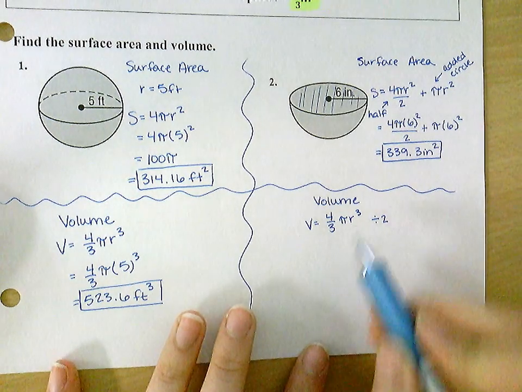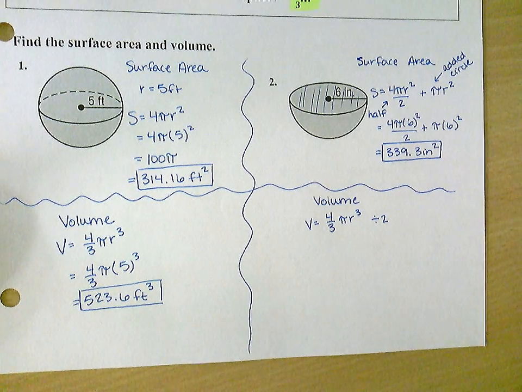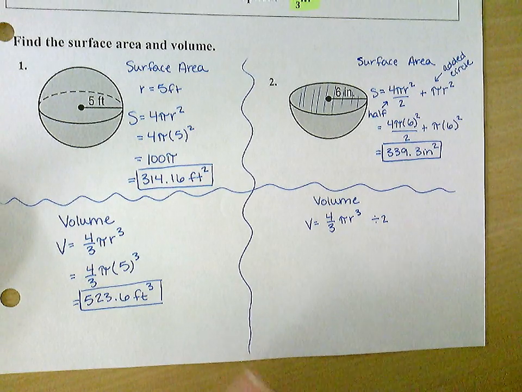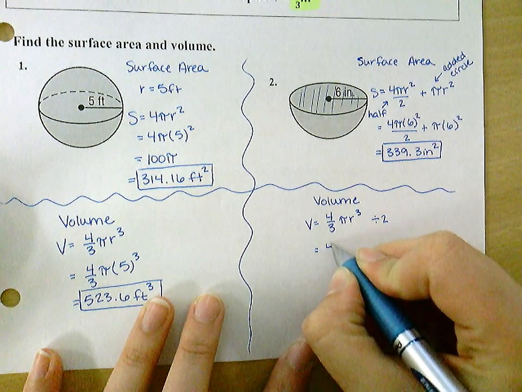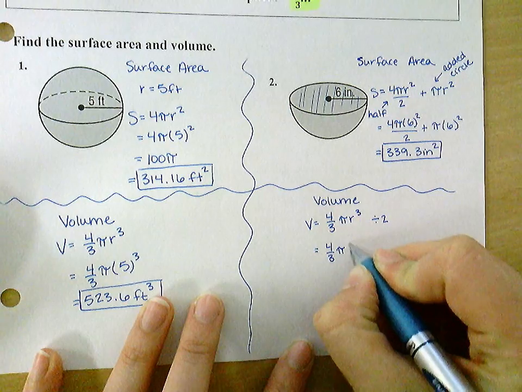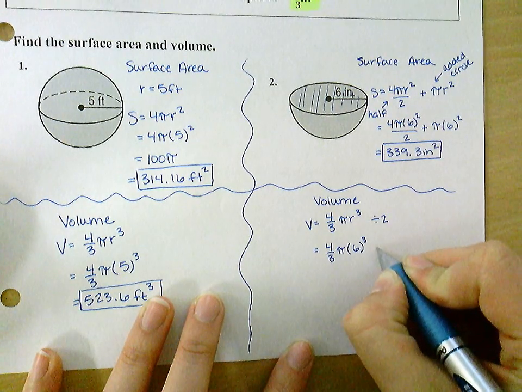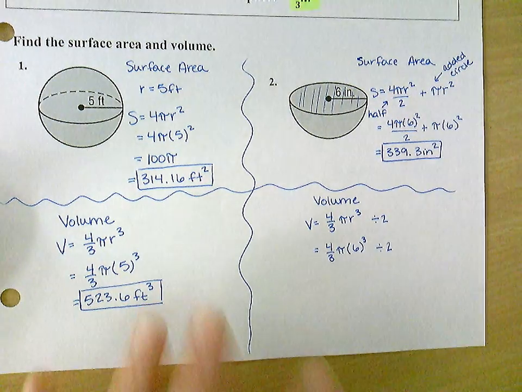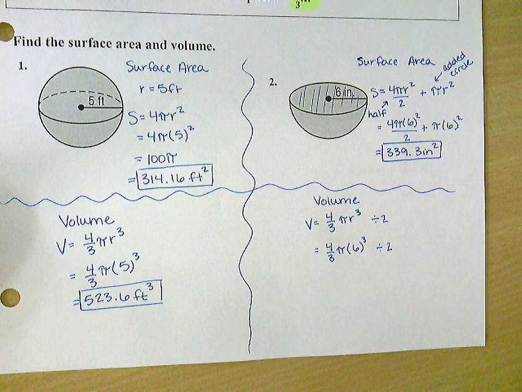Okay, and our radius is still the same. It is still 6. So we have 4/3 pi times 6 cubed, and we'll divide that answer by 2. Okay, so make sure you can enter that into your calculator.